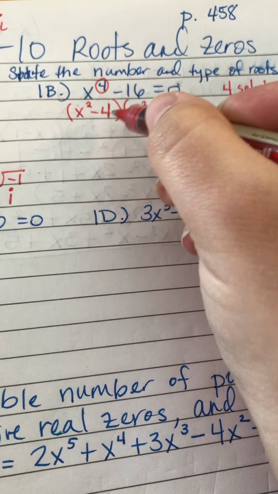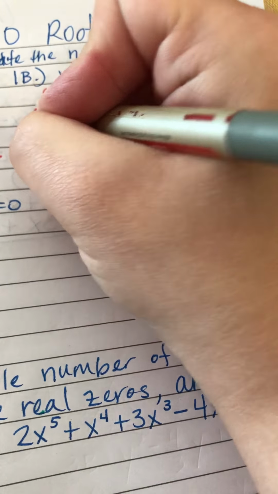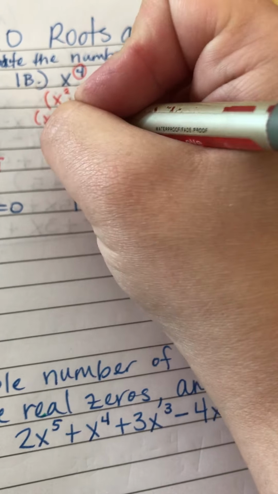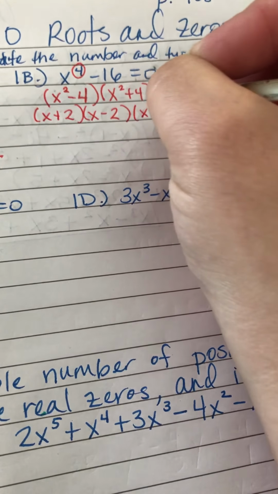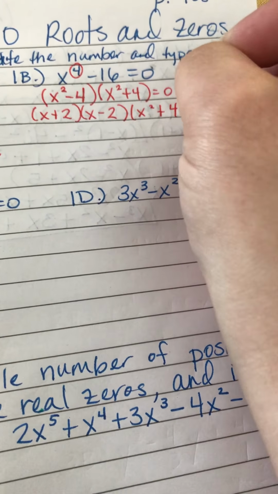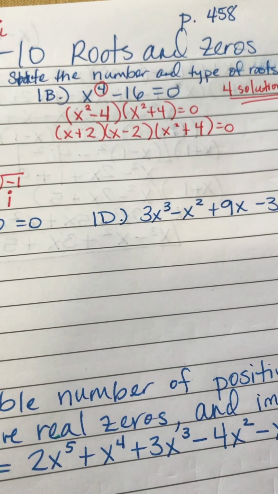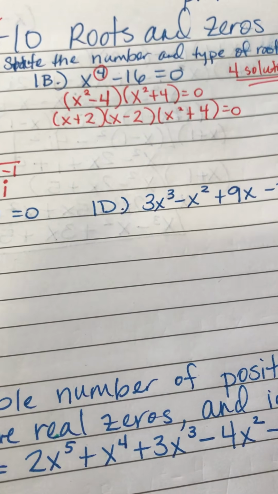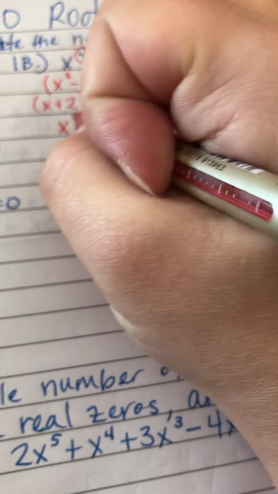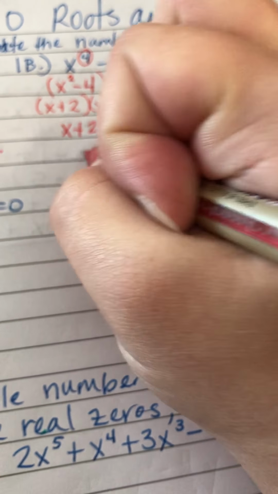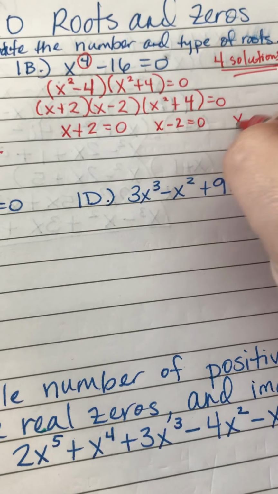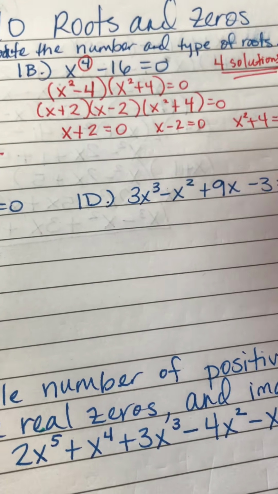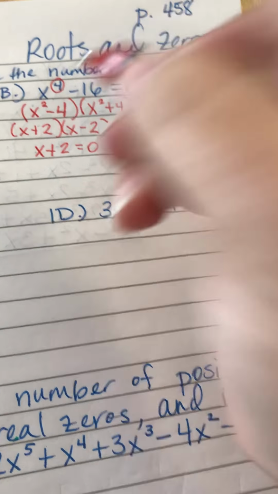And then this is also a difference of squares. So I would get x plus 2, x minus 2, and then I still have x squared plus 4. Okay, so I'm going to set every one of my factors equal to 0. So I have x plus 2 equals 0, x minus 2 equals 0, and x squared plus 4 equals 0. And then I'm going to solve each of them to find the solution.